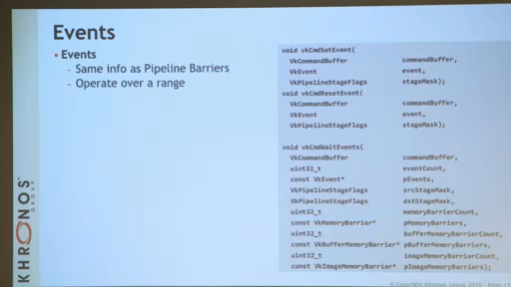Events are kind of similar. They express almost exactly the same type of detail. The main difference is that they operate over a range instead of being a point thing. So you have to say when it starts waiting and when it actually finishes waiting, effectively. You have to use a command set event, which effectively triggers it and says at the point this executes, the event will be triggered. And then you have a separate wait command, which at the point that executes will finalize that dependency.